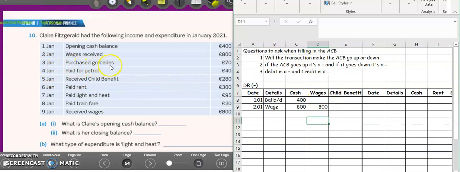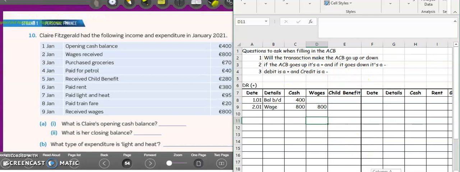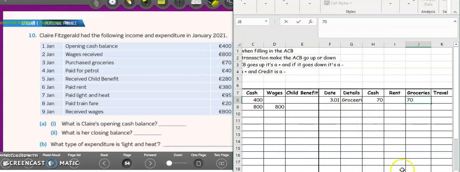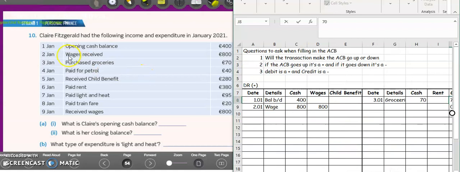The third then, purchase groceries. So will this make the ACB go up or down? If we purchase something, it means we're spending money, so it's going to be a minus. And if it's a minus, it goes on the credit side. So it's going to be the 3rd, first, details, groceries. And how much do we spend? We spent 70. So it goes into our cash and it also goes into our grocery column as well.